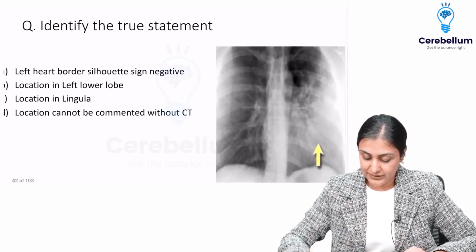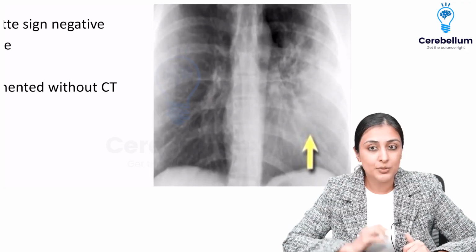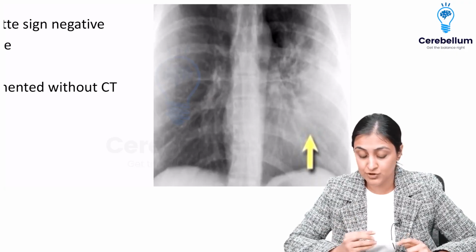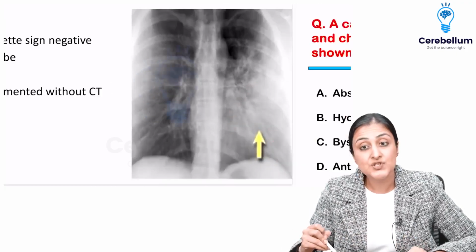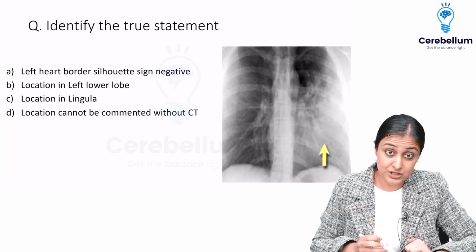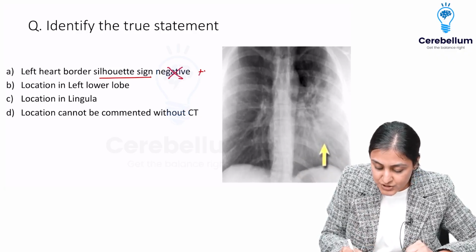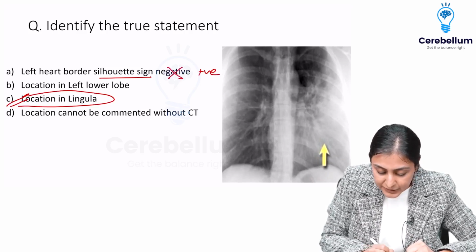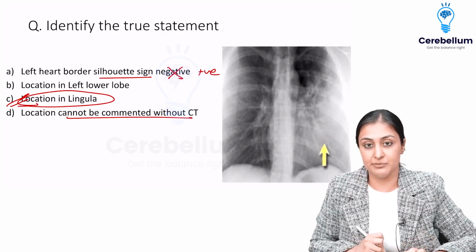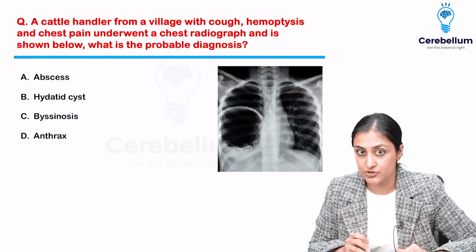Silhouette sign. Independently, first look at this and tell me, is it lingular or is it lower lobe? Can you appreciate the heart border separately? We can't. So this is silhouetting the heart border. You can see the diaphragm is seen separately. So this is left heart border silhouette sign positive, meaning it is in the lingula and location can definitely be commented. So this is what is lingula silhouette sign positive.